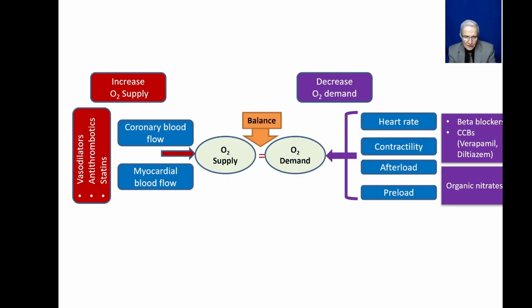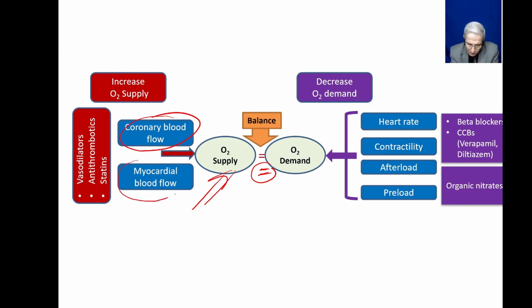Regarding the pathophysiology, as you can see, we have a balance between oxygen demand and oxygen supply in the heart. The oxygen supply comes through the coronary blood flow, so the coronary blood flow supplies blood to the heart. And what determines how much blood flow we need?